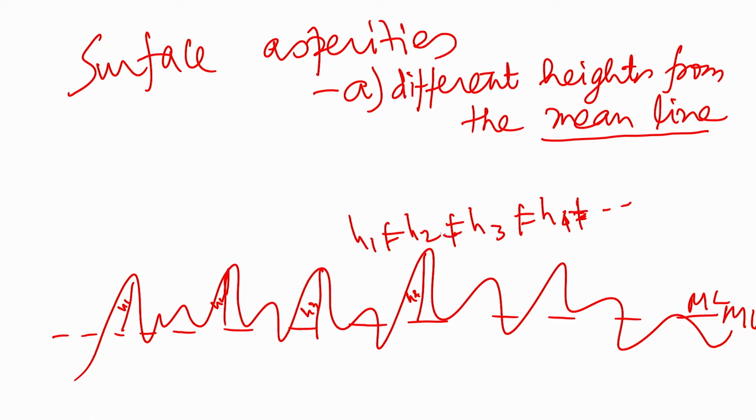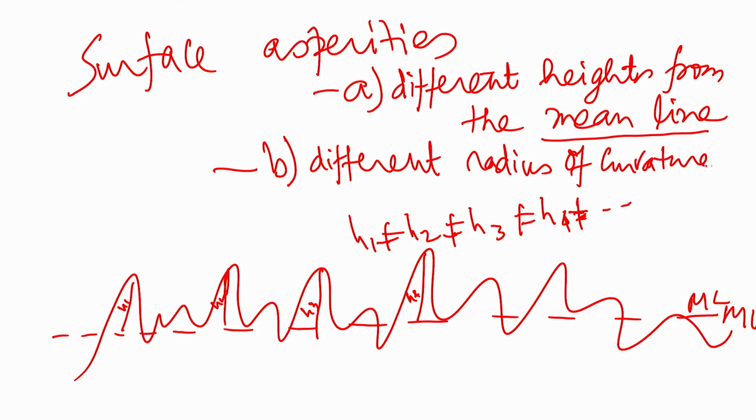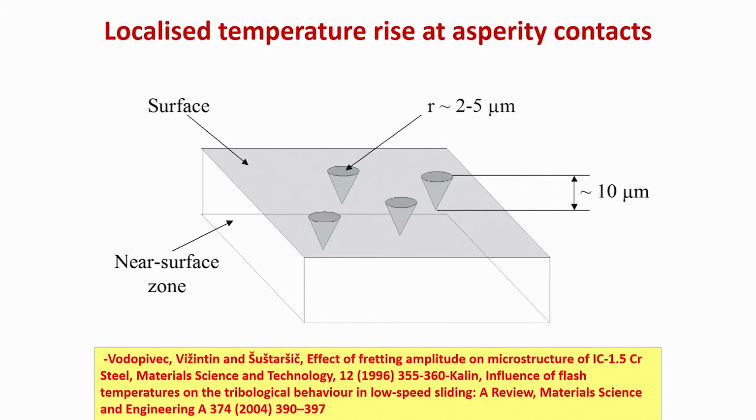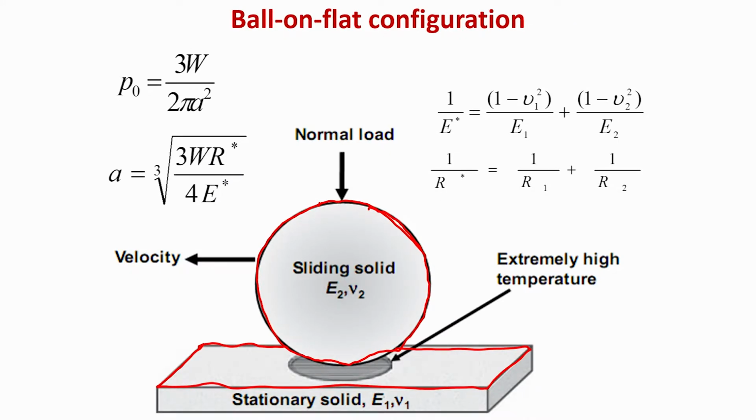So, all the asperities have unique heights, and second, these asperities also have different radii of curvature. These are very important, and these different radii of curvature also influence the stress experienced at the tribological surfaces. In the context of this figure, a contact zone will be developed when this sliding solid, here the sphere, slides against a stationary solid. Then this contact zone will experience extremely high temperature.